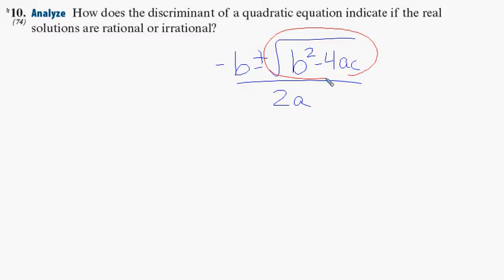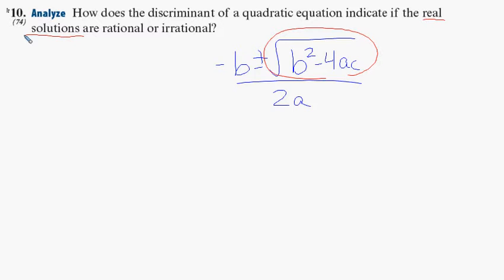One real solution, two real solutions, or two imaginary solutions. I think I've got that right. But that's not what it's asking for. It's saying, how does the discriminant of a quadratic equation indicate if the real solutions are rational or irrational?